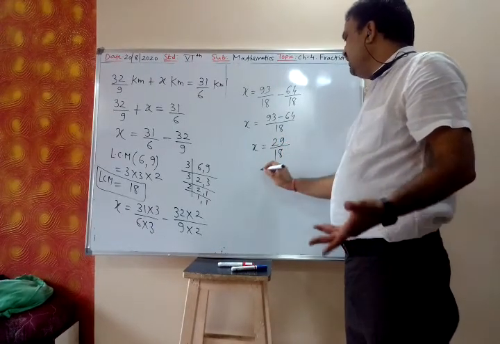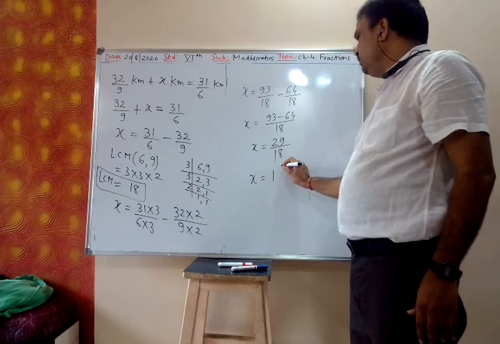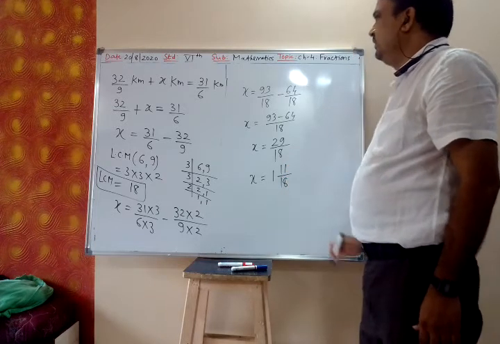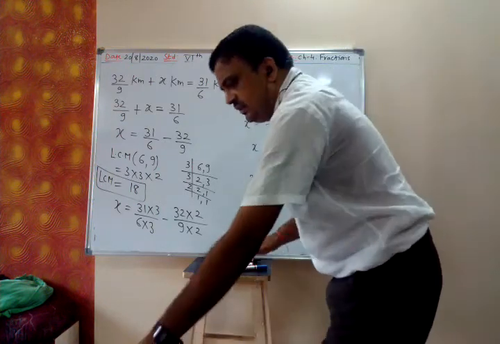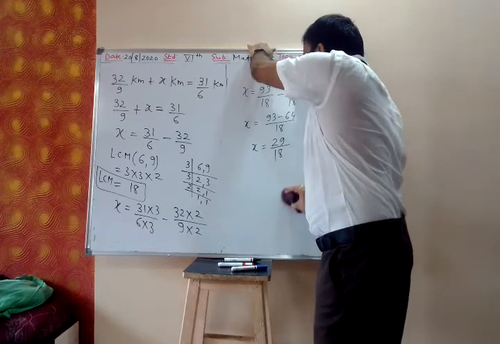29 upon 18, which I can convert into a mixed fraction. 18 ones are 18, so it is 1 and 11 upon 18. Are you getting? You can stop there, at 29 upon 18. No problem, no need to write that as a mixed fraction.